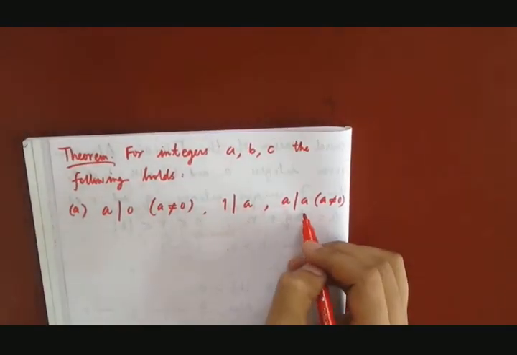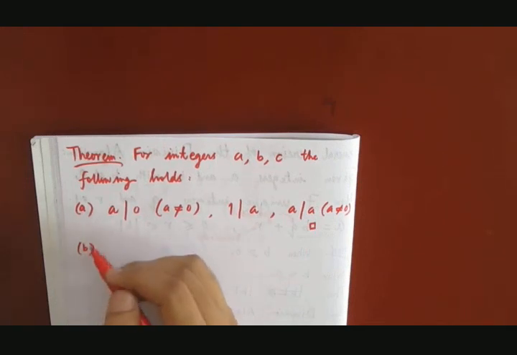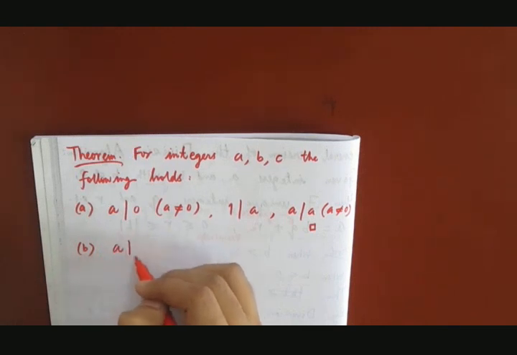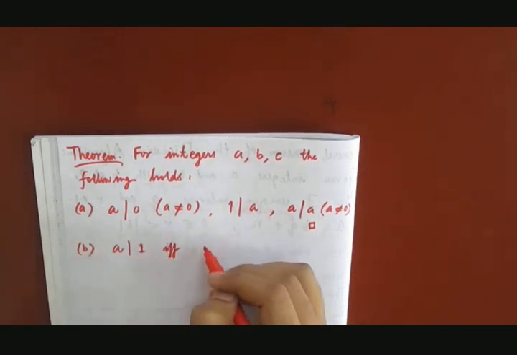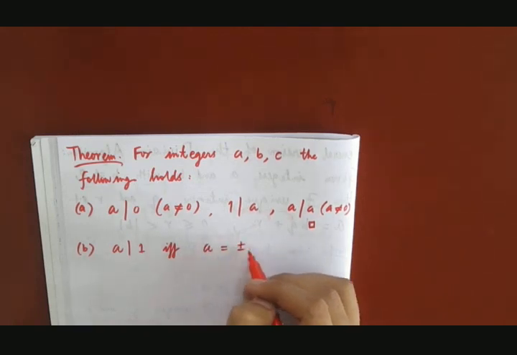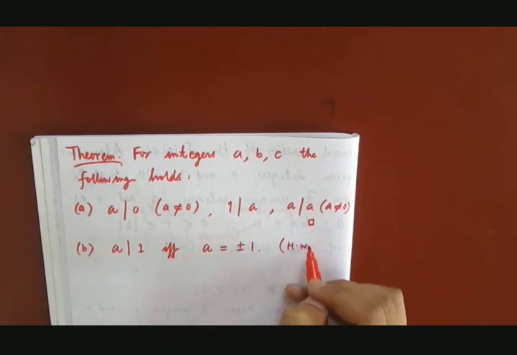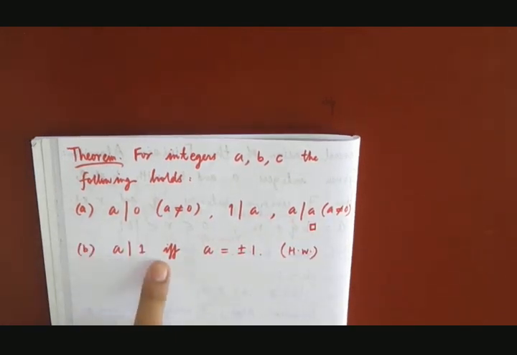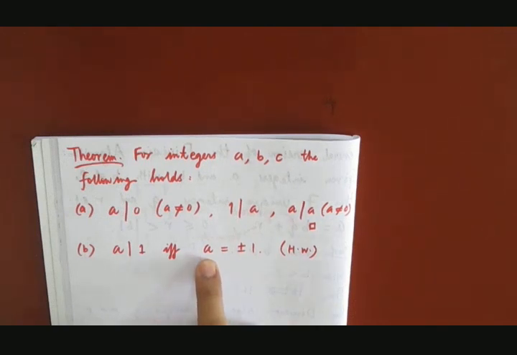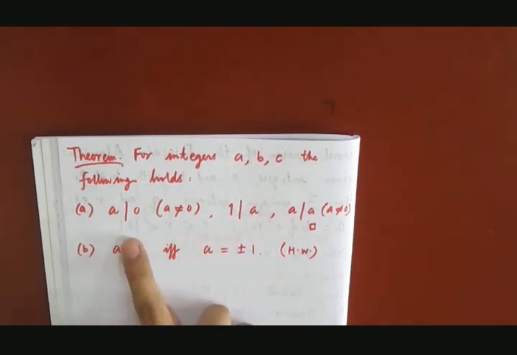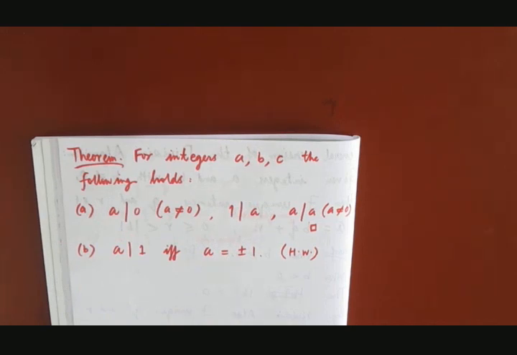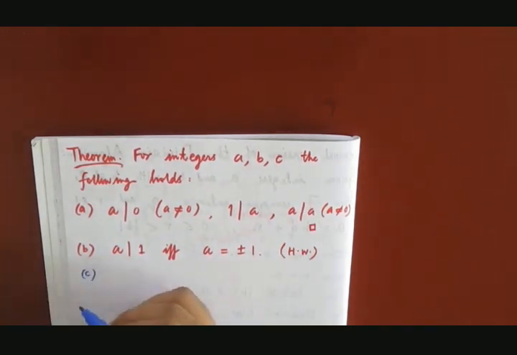So proof is done. Number two: a divides 1 if and only if a is plus or minus 1. I will leave this up to you. It's very simple. If you cannot do it, you can ask me. This will be your homework. Once you assume that a divides 1, then you have to prove that the only possible values of a are plus minus 1. Or once you assume a equals plus minus 1, you have to prove that a divides 1. The converse is very simple. I'll do it from number three.